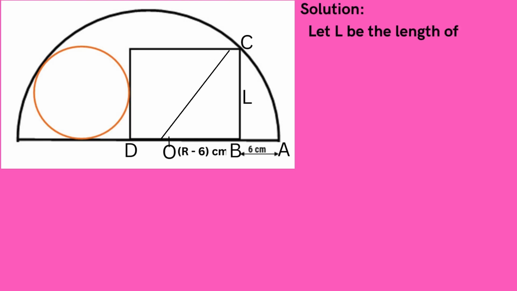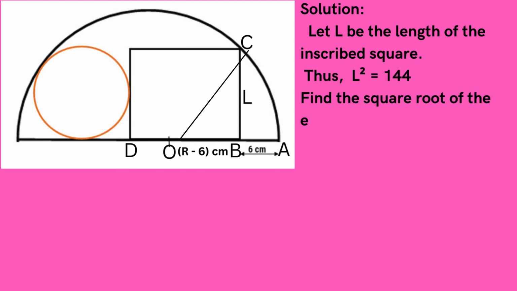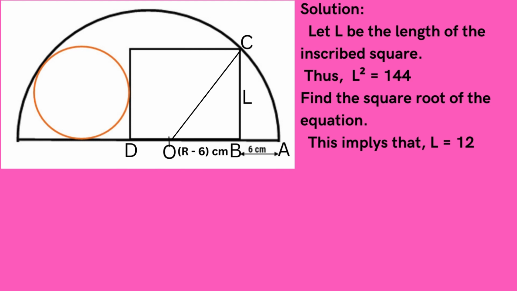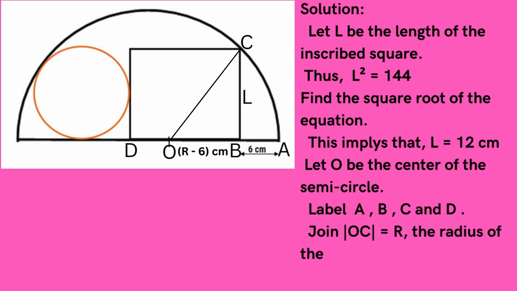Solution. Let L be the length of the inscribed square. Thus, L squared equals 144 centimeters squared. This implies that L equals 12 centimeters. Let O be the center of the semicircle. Label A, B, C, and D.